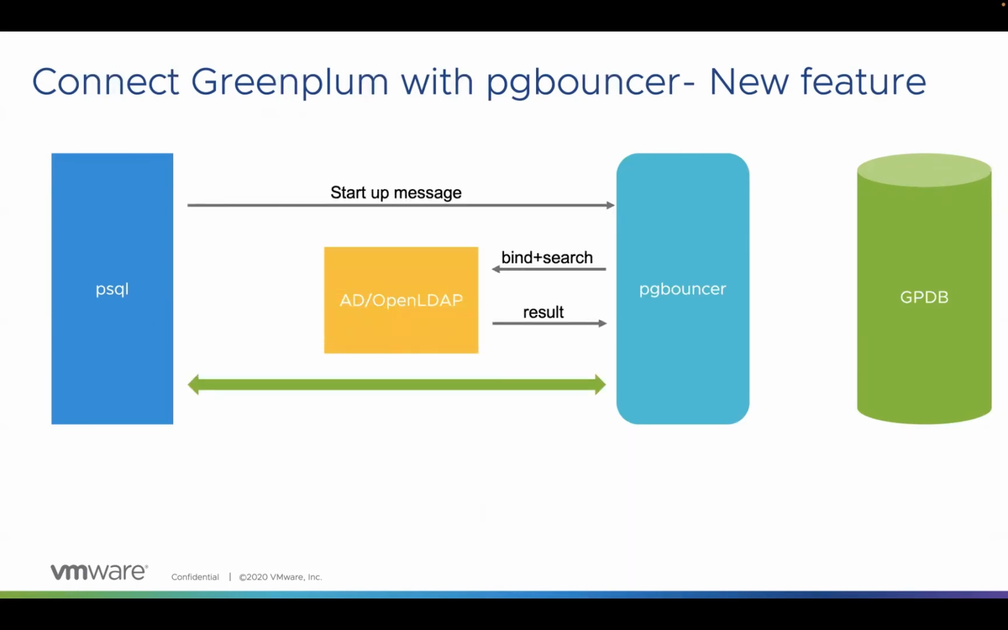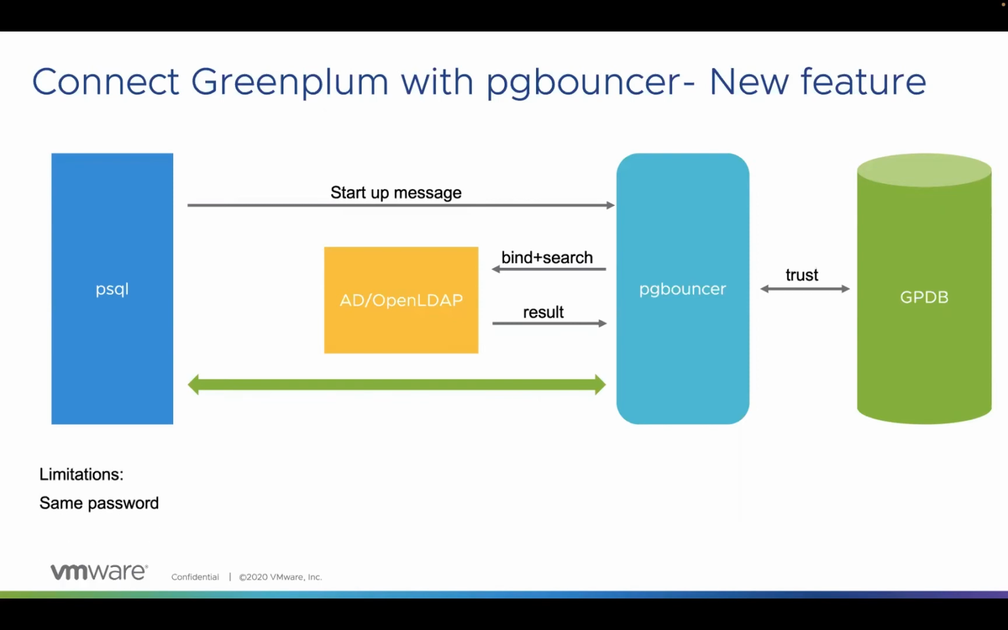This version enables users to set the connections between clients and PgBouncer as LDAP authentication, and we just set the connections between PgBouncer and the GPDB as trust. If you do not set the connections as trust, maybe you want to set them as MD5, SCRAM-SHA, or password.